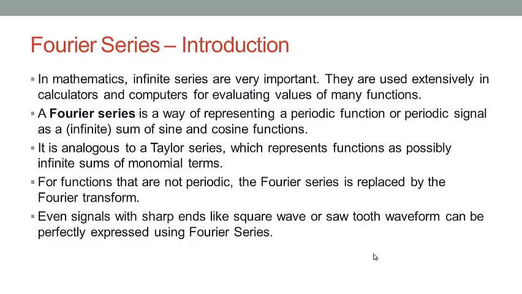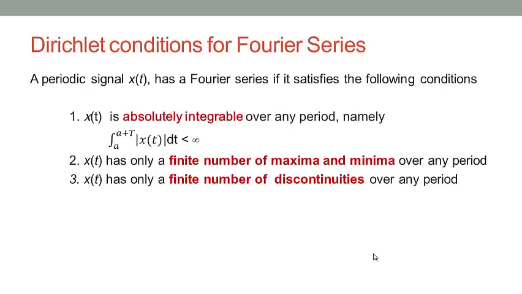So he has an alternate for an aperiodic signal also. Even signals with sharp edges like a square wave or sawtooth waveform can be perfectly expressed using Fourier series. So this is the breakthrough, or this is the difference. Now I said that there are some conditions for the Fourier series to exist, that is, the conditions under which we are able to write a periodic function in terms of Fourier series, and these conditions are called Dirichlet conditions. And the conditions are three.